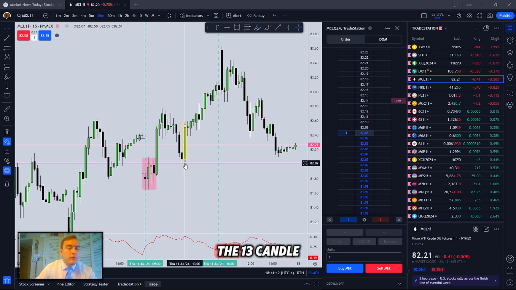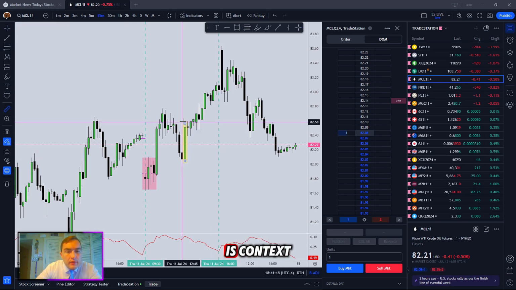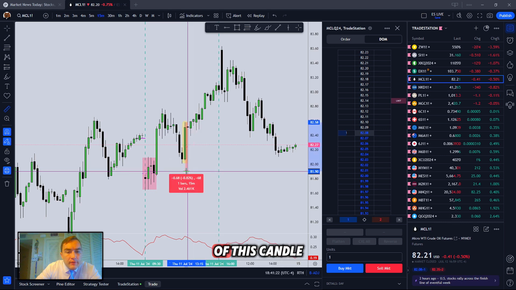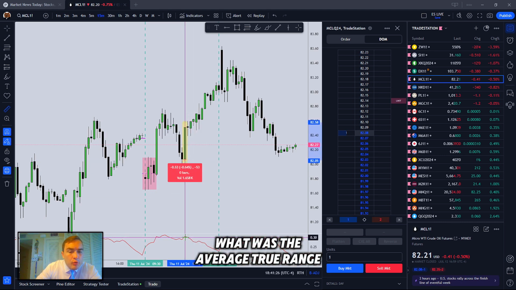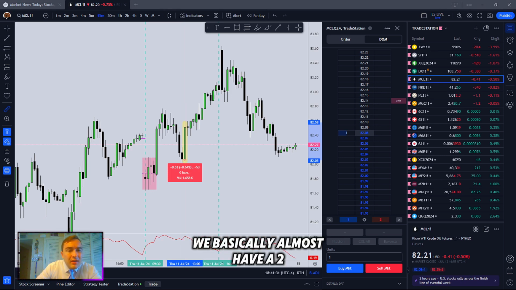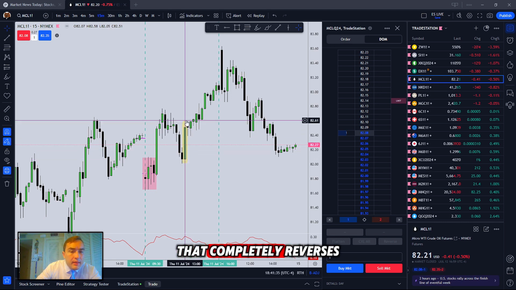Now we're going to move on to the 1300 candle. Okay, guys, first thing I want to notice is context. So let's see, what is the range of this candle? That candle moved 53 cents. What was the average true range for crude oil candles at that time? 30 cents. So we basically almost have a 2 ATR candle that completely reverses.